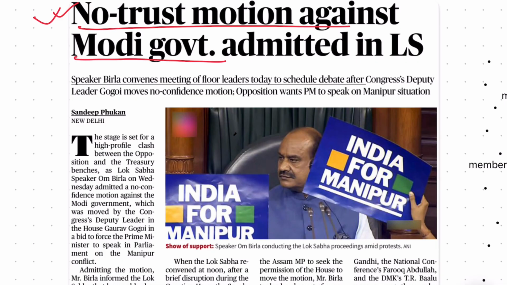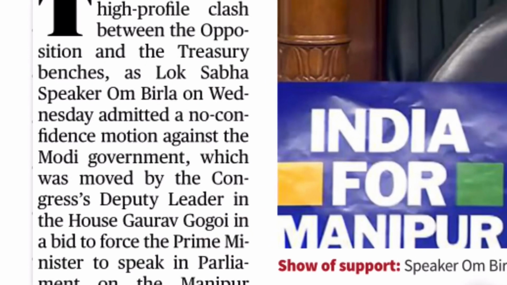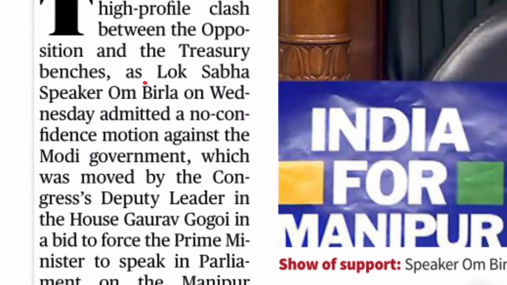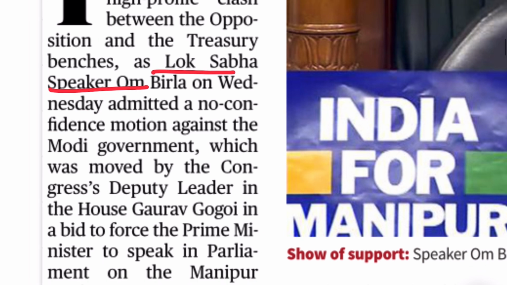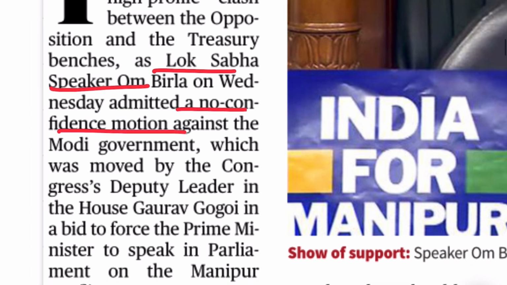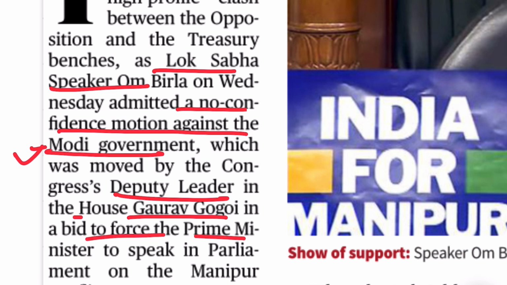The first article in the newspaper was about the no trust motion against the Modi government. Yesterday, Lok Sabha Speaker Om Birla admitted a no confidence motion against the Modi government. This motion was moved by Congress deputy leader in the House Gaurav Gogoi in a bid to make the Prime Minister speak in Parliament on the Manipur conflict.